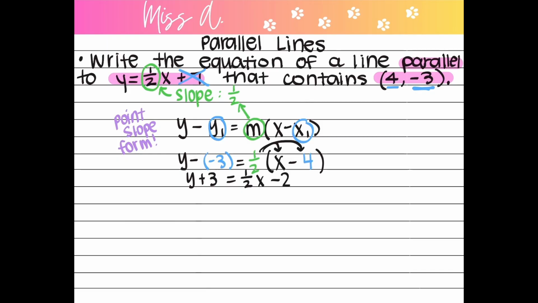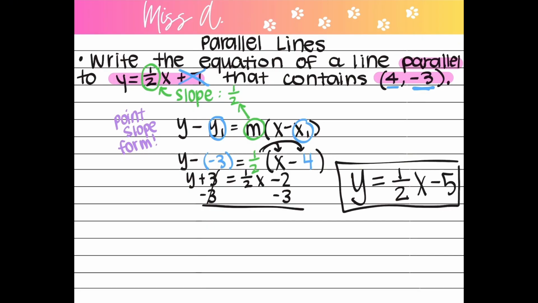Now, last thing we need to do is our equation has to be in slope-intercept form, which means this y has to be by itself. So the 3 needs to move to the other side. I'm using inverse operations. So my final equation is, let me write it over here, y equals 1/2 x, and this gives me my new y-intercept of -5. And there is my final answer.